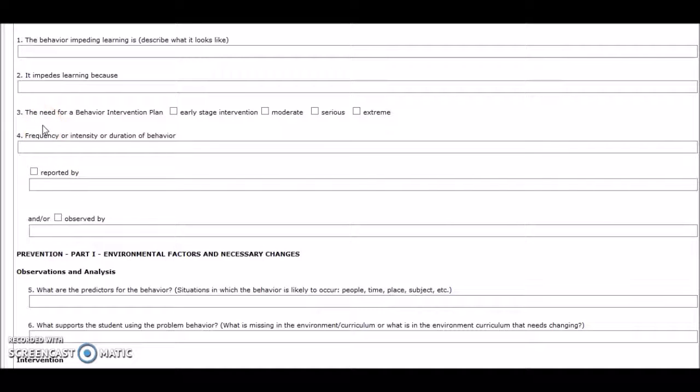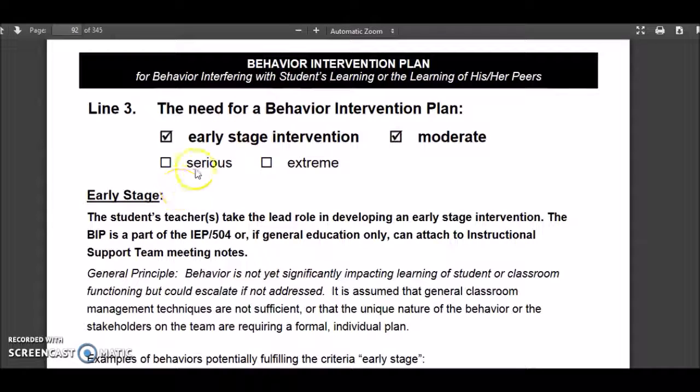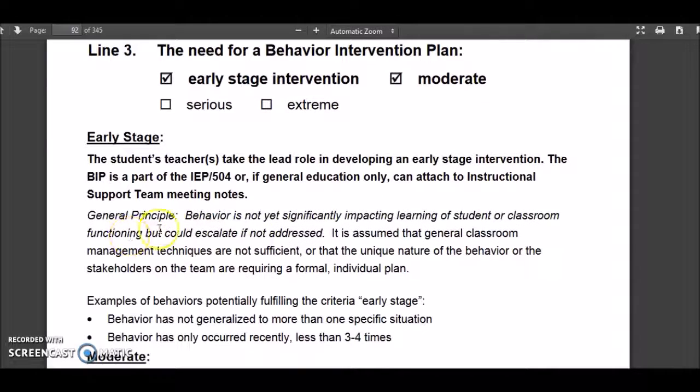The third question is about the need for a behavior intervention plan. Is the need in the early stage intervention, moderate stage, serious stage, or extreme stage? There's actually specific criteria for each of these stages, so let's take a look at them. The early stage intervention, here's the general principle for this stage.